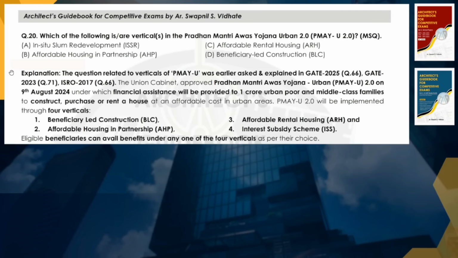So what was excluded in PMAY Urban 2.0? The first one, that is in situ slum redevelopment ISSR, has been excluded under PMAY 2.0 as per this recent update. So option A is not the correct one. Options B, C and D are the four verticals under PMAY 2.0. So options B, C and D are the correct ones for this question 20.